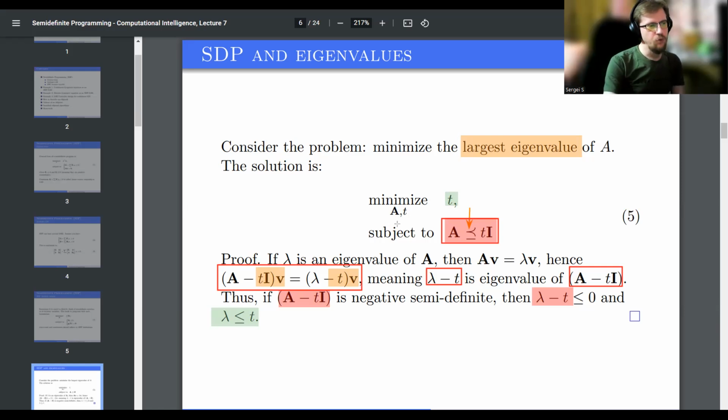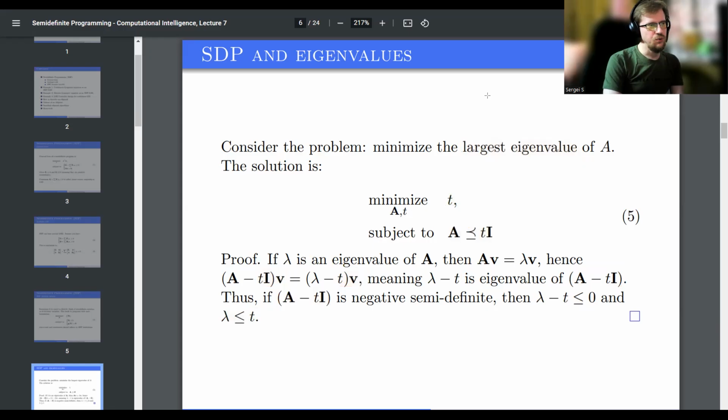Right. As I said, if A cannot have negative eigenvalues, the solution will be the zero matrix. If A can have negative eigenvalues, it can just go to infinity. So you have to be careful. You have to add additional constraints that prevent A from going to minus infinity or any other degenerate solution.